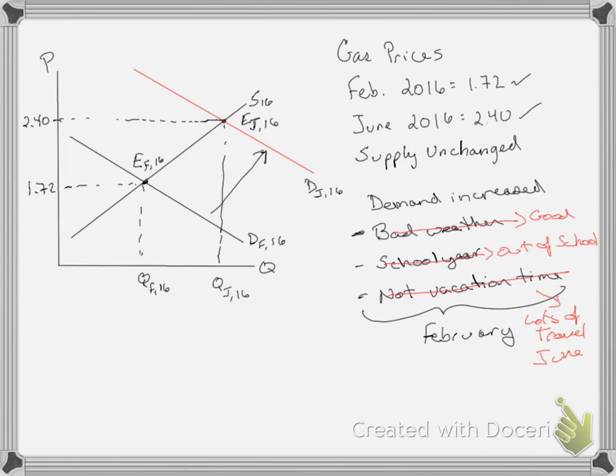Okay, so that really kind of covers parts A and to some degree B, right? We can think about what happens every year between February and June, right, that's going to increase the demand for gasoline.